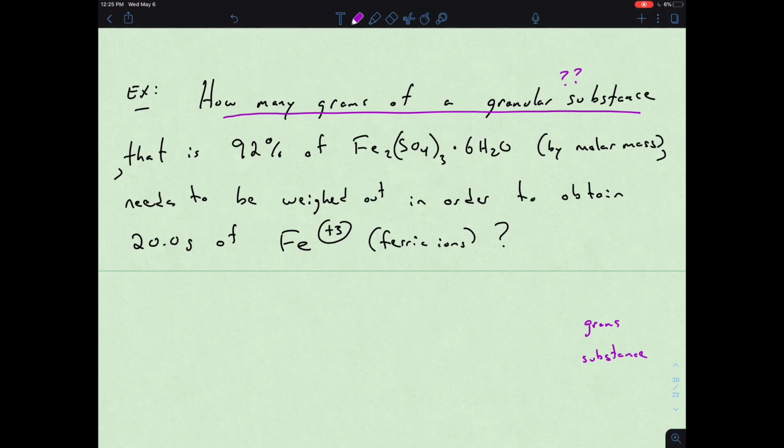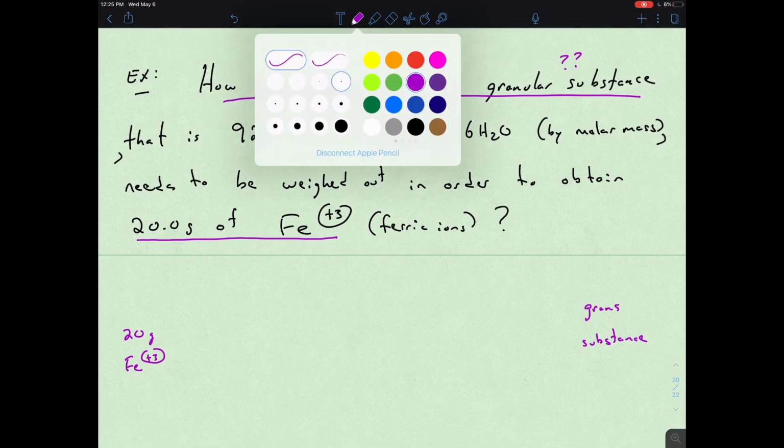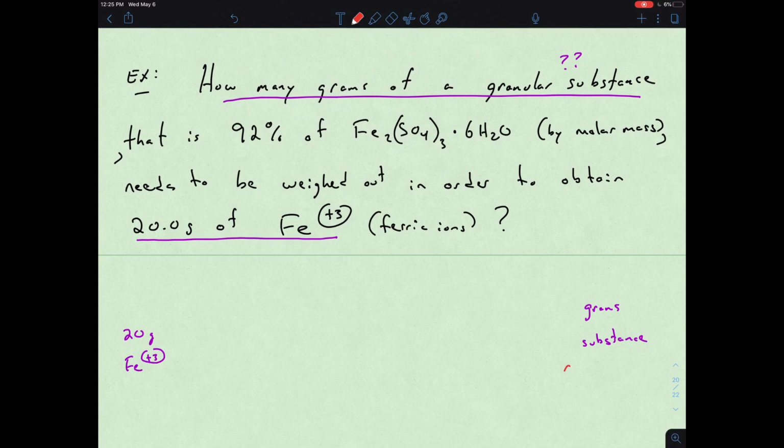Right, grams of the substance. And at the end of the day, this is what we want, the 20 grams, but that's really the beginning portion, that we know we want 20 grams of iron plus 3. How do we relate the actual two? This one's definitely a little bit trickier because here we actually don't know the molar mass.